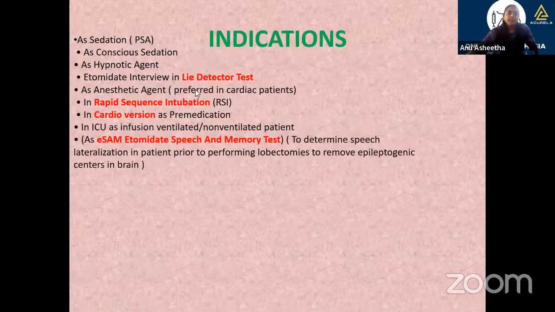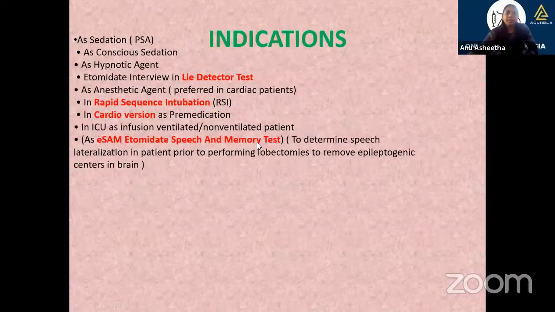Conscious sedation can be done. Then it is also used in lie reduction, preferred in cardiac patients as an anesthetic. In traumatic brain injury, they are mainly used in rapid sequence intubation. Rapid sequence intubation can be done either with etomidate or ketamine: ketamine in case of hypotension and etomidate if there is no hypotension. In cardioversion as a medication because they have minimal effects on the cardiovascular system. In ICU as infusion, but adrenocortical suppression risk has to be ruled out.